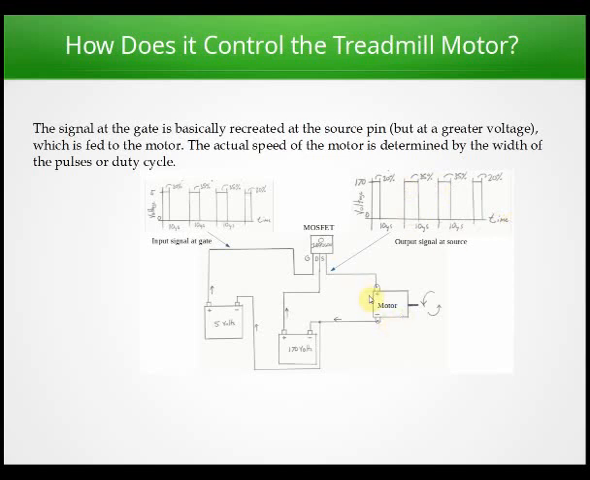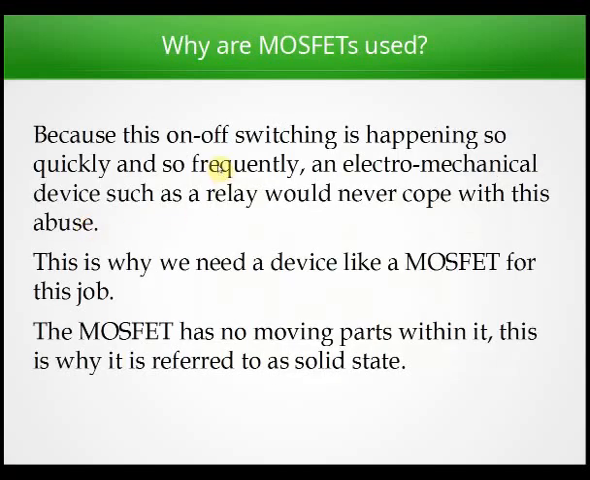So when we apply 170 volts to the positive terminal of this motor, the motor is going to turn. And so the actual speed of the motor is determined by the width of the pulses of the duty cycle. So as we change the on time, we're going to change the speed at which this motor is going to rotate. Why are MOSFETs used?